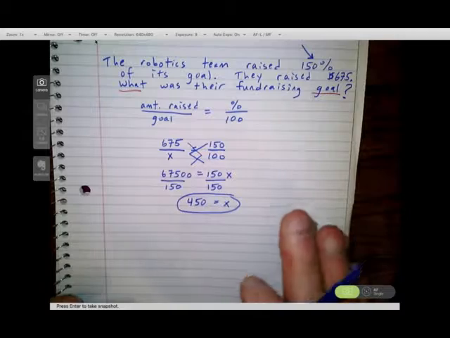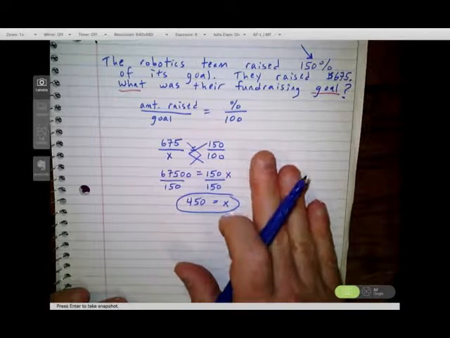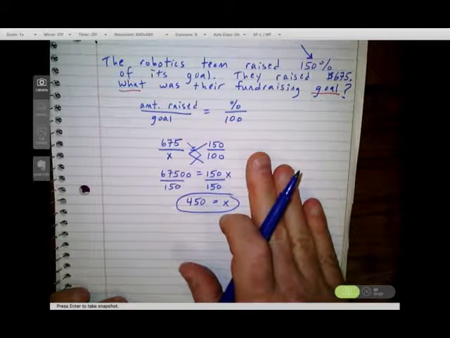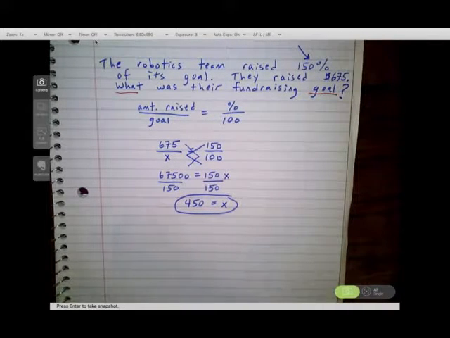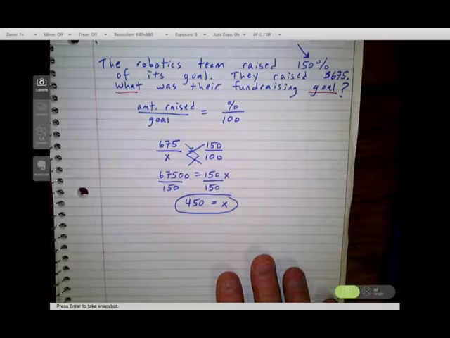So the solving of these problems, I hope, is pretty straightforward and not too tricky. It's the setting them up that's the hard part. And if you think about it, hopefully you'll be able to determine what's the part and what's the whole and how it all works out. Okay, well that should be enough to get you through this assignment.